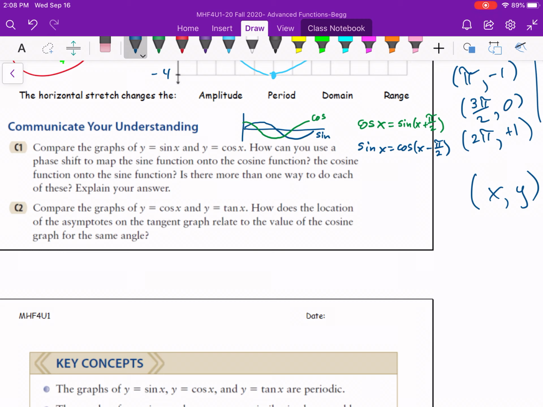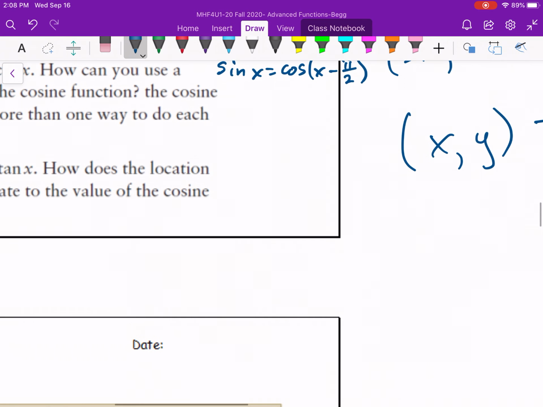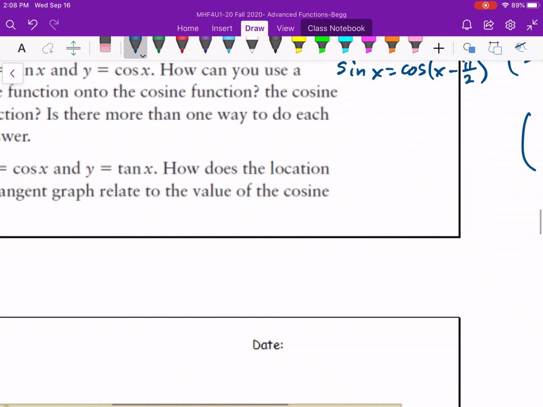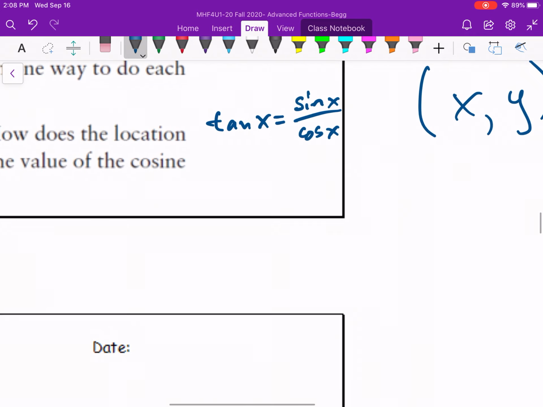Compare the graphs of y equals cos x and y equals tan x. How does the location of the asymptotes on the tangent graph relate to the value of the cosine graph? We talked about this in the last lesson, so I'll just quickly remind you that tan x is equal to sine x over cos x. So wherever the cosine graph equals 0, the x-intercepts, tan x is going to have an asymptote.